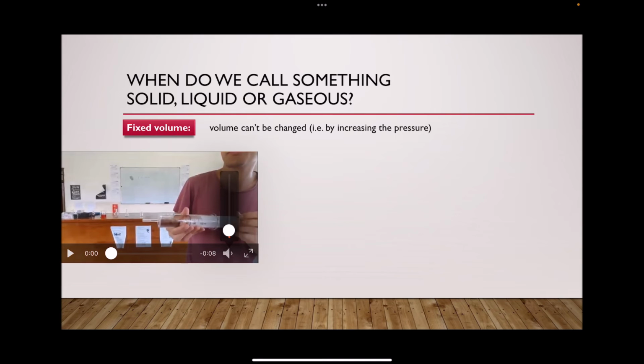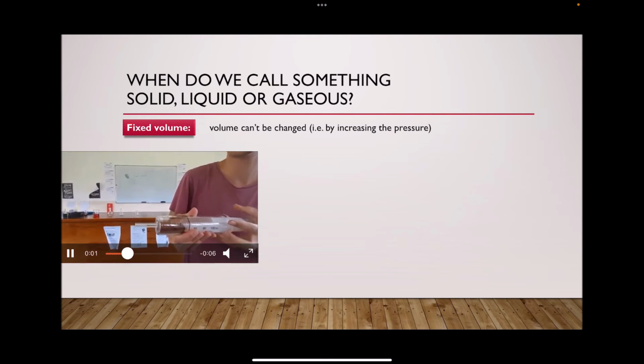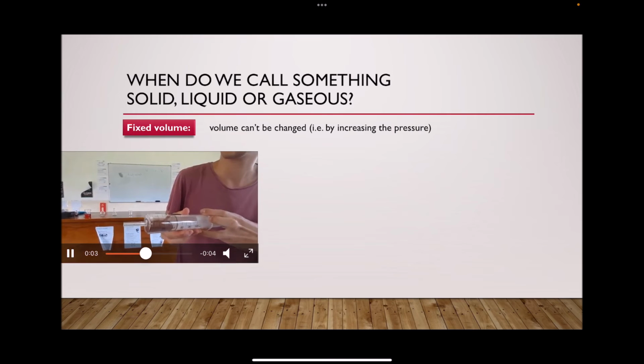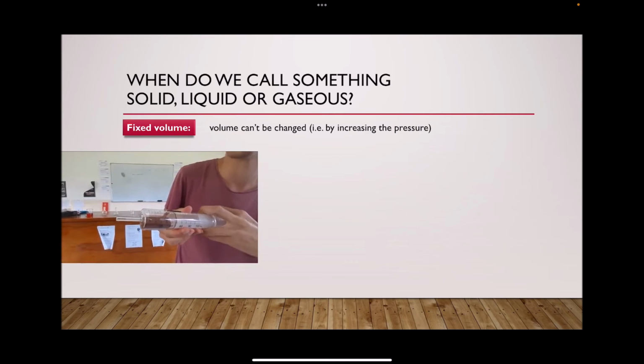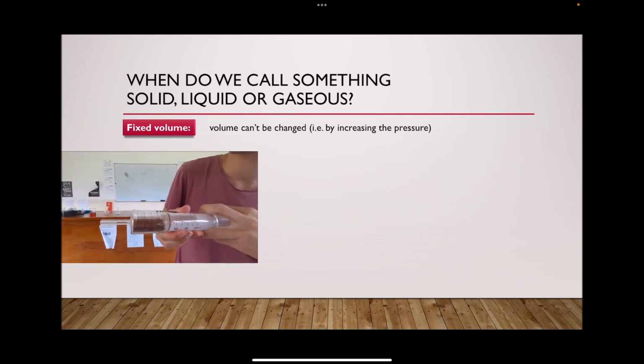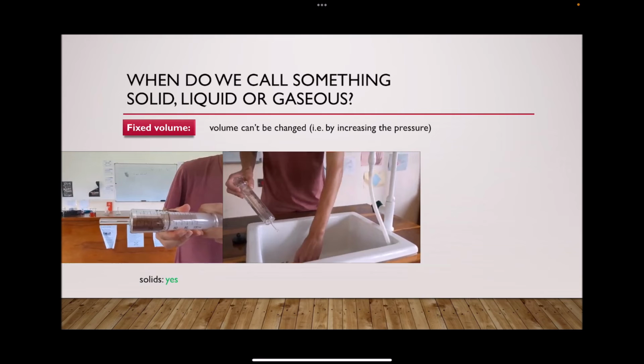Now, if we look at solids, we can check whether they have a fixed volume. Here you can see myself with a gas syringe, and I have put a piece of wood into the gas syringe as a representative of a solid. I'm trying to compress it to change the volume of the piece of wood, but obviously I'm not able to do it. That's why we can tell that solids, yes, they have a fixed volume. I cannot change the volume by increasing the pressure.